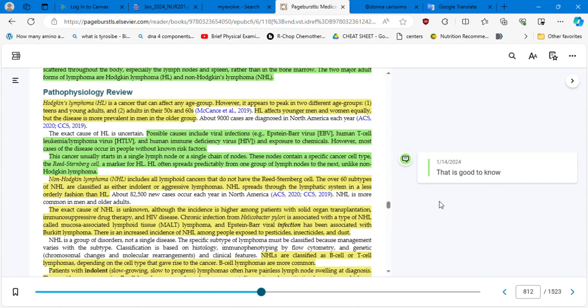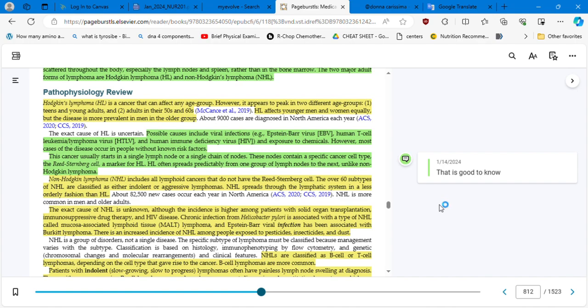Okay, the cause of NHL is unknown, although the incidence is higher among patients with solid organ transplantation, immunosuppressive drug therapy, and HIV disease. These patients are at higher risk. For somebody who receives a liver transplant, or maybe after a traumatic burn receives a skin transplant, they are at high risk for NHL.